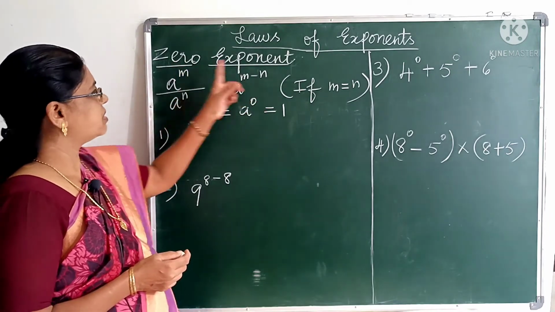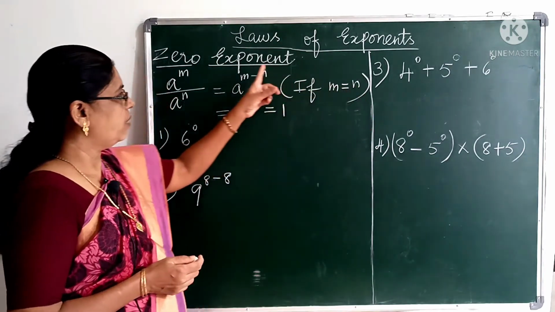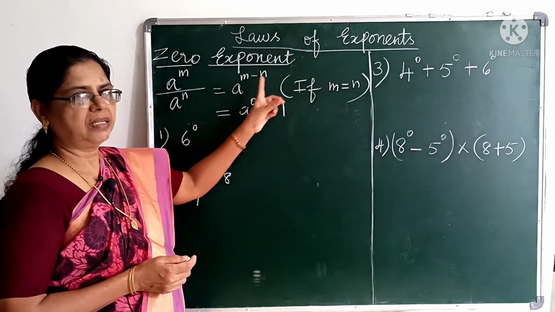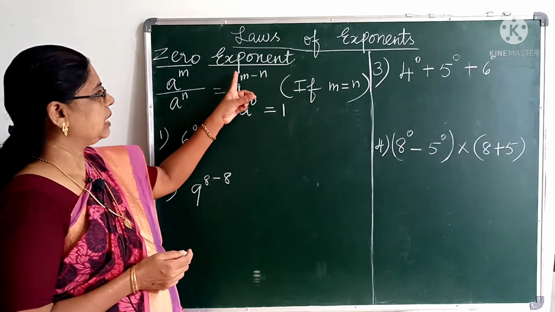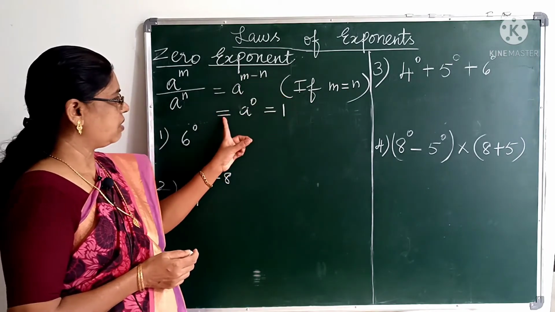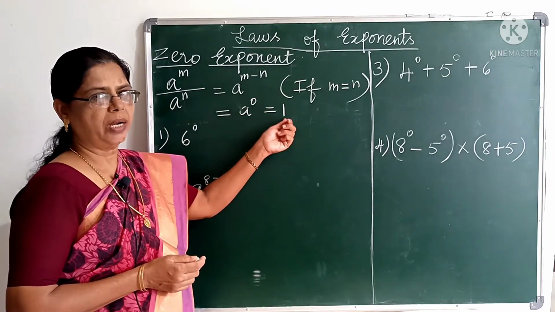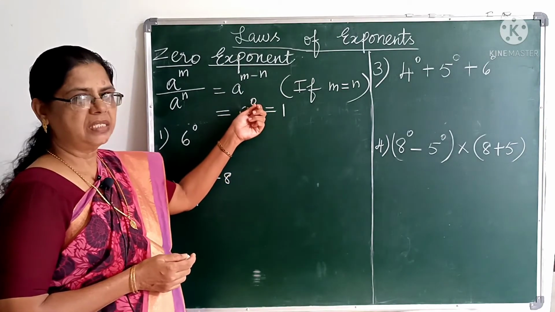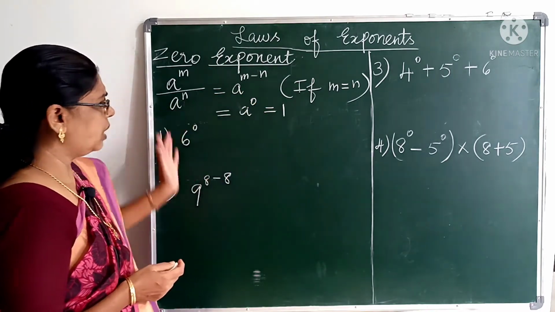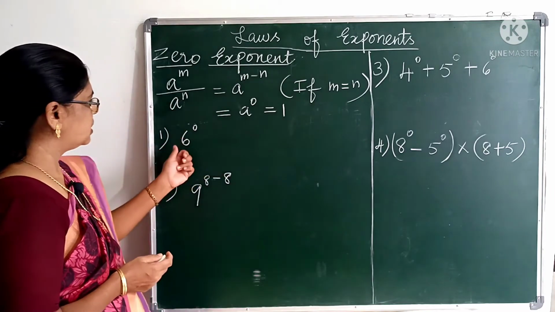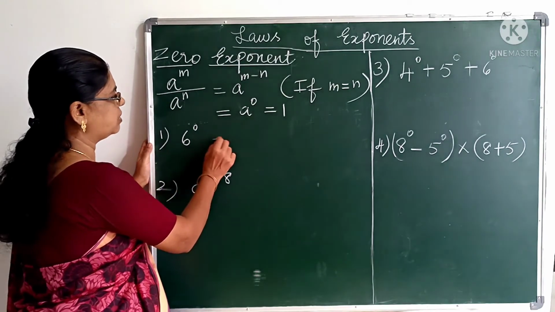Here m is equal to n. If m is equal to n, when you subtract m and n, the answer is going to be 0. So a power m minus n is equal to a power 0. Its value is 1. Whenever the power is 0, its value is equal to 1. Now let us learn some sums. 6 power 0. What is its value? Its value is equal to 1.